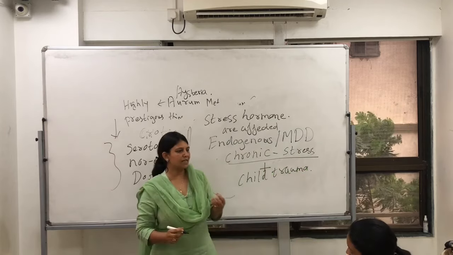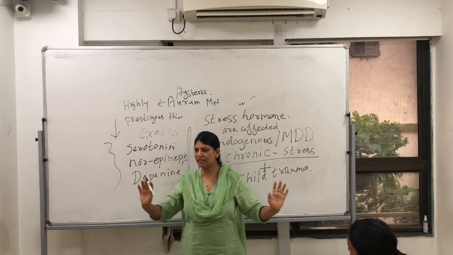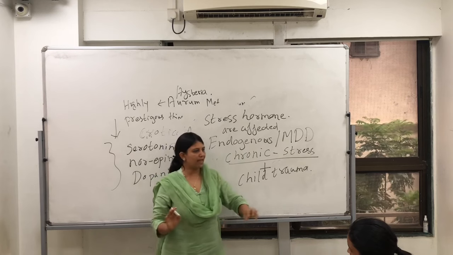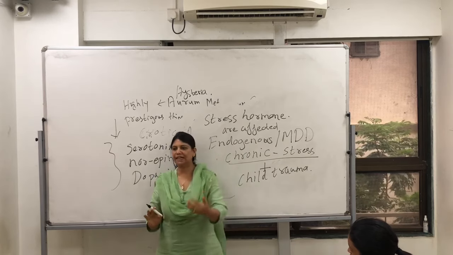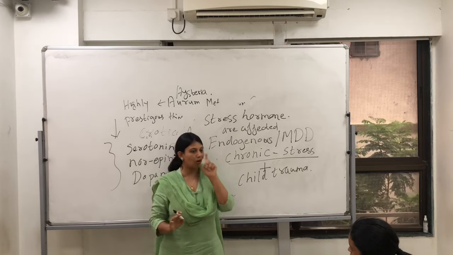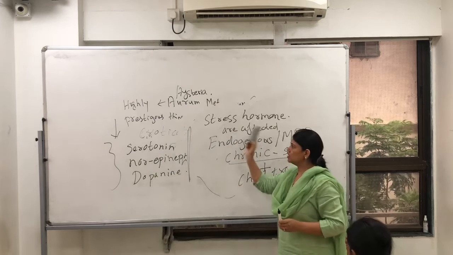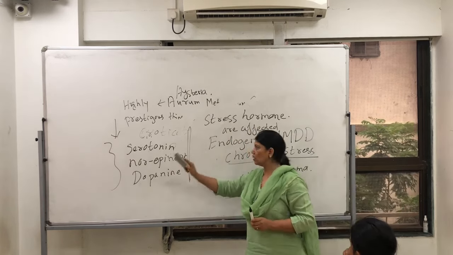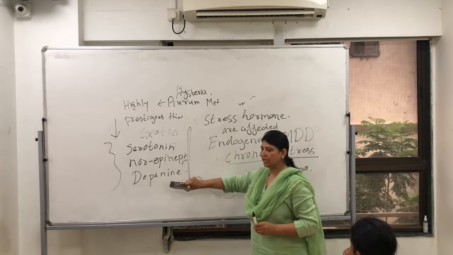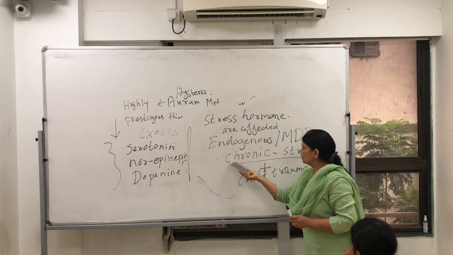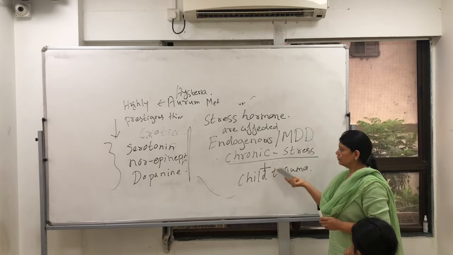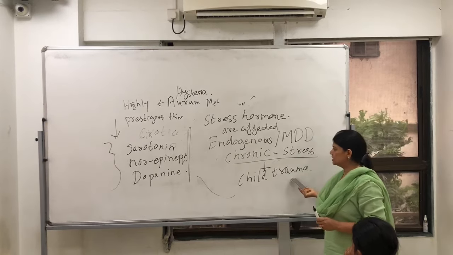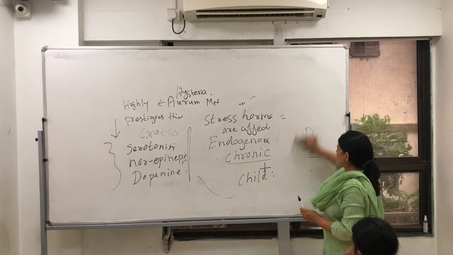So if the person comes and says, okay, I was living a happy life, I am a very extroverted person, I am a very enjoyable person, and this thing happened in my life, and from that day I started a depression, then it is Aurum Met. Aurum Met is an endogenous depression which disturbs the stress hormones, increases cortisol, decreases serotonin, norepinephrine, dopamine. At the same time, chronic stress has been produced by the child trauma. So if child trauma starts, only then Aurum depression starts.